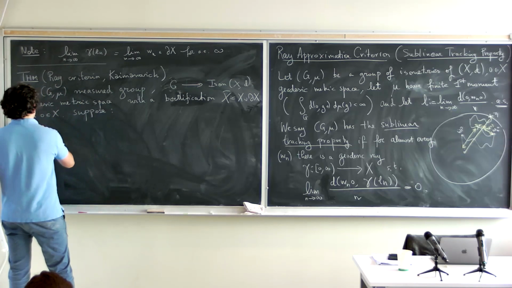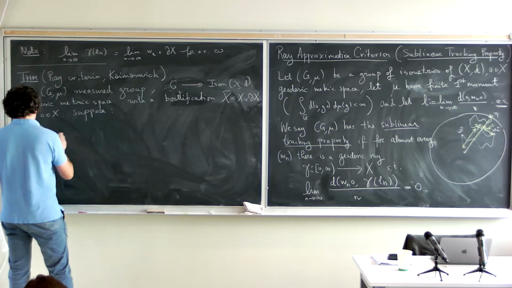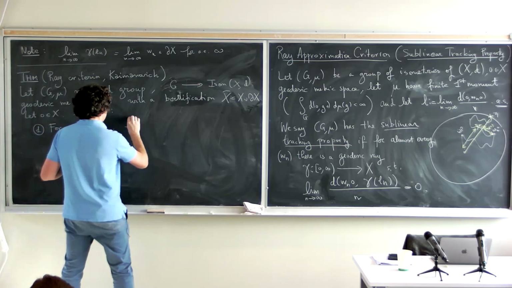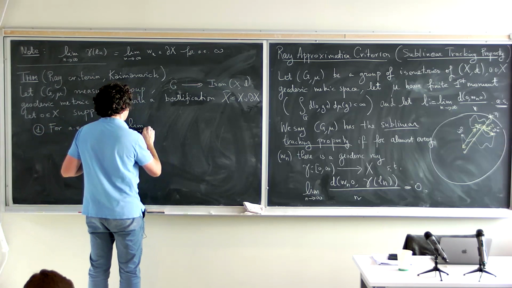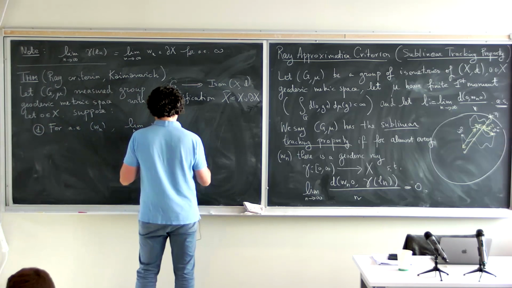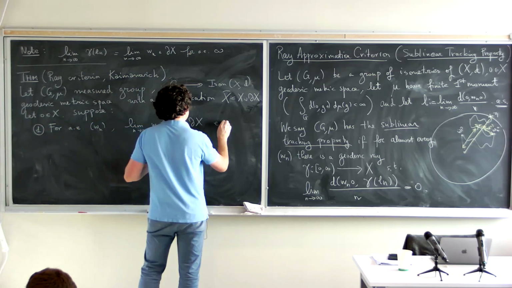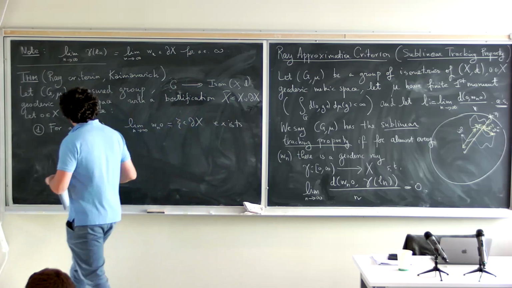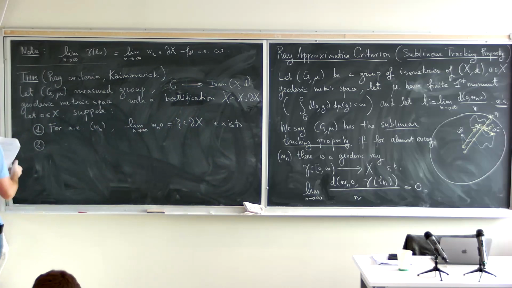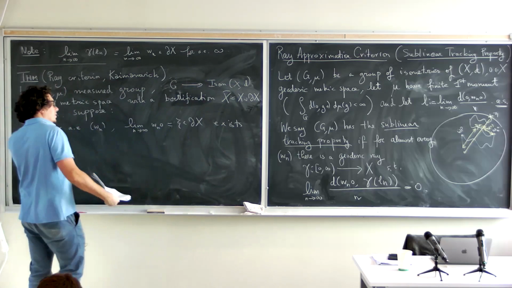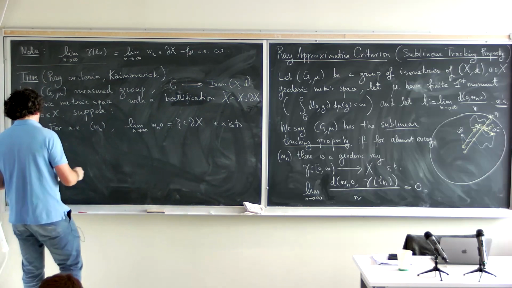The first thing you suppose is that for almost every sample path, the limit exists on the boundary. And the second is that you have this sublinear tracking property. Also, if we're looking at any action like this, we need an exponential growth condition. So let's say the following.